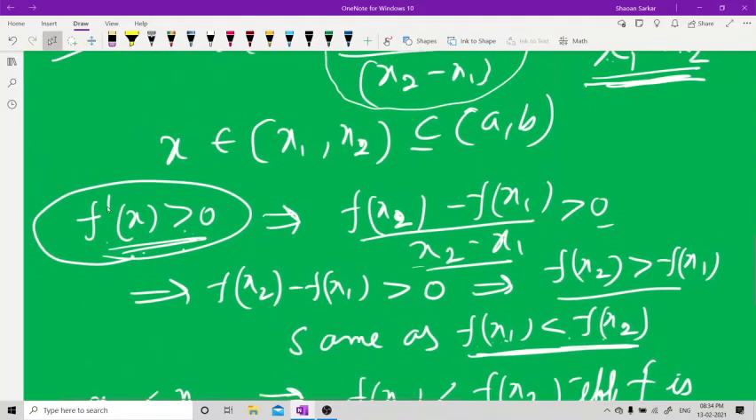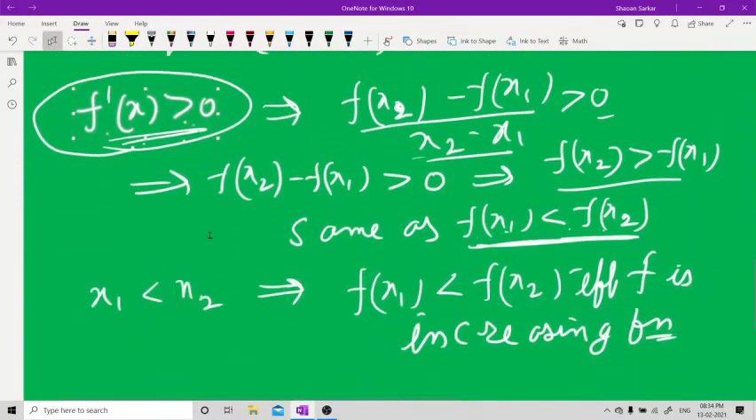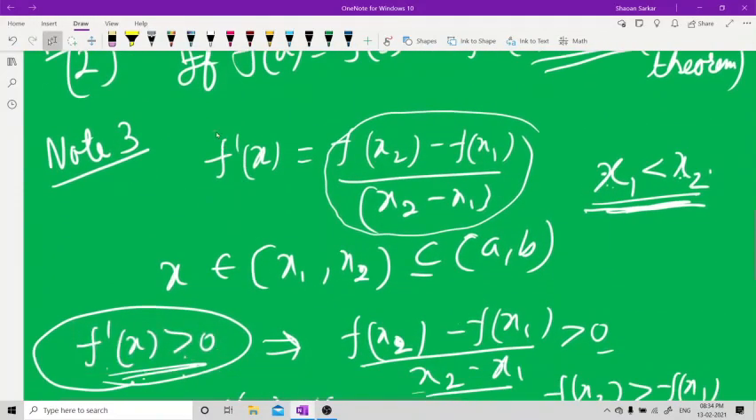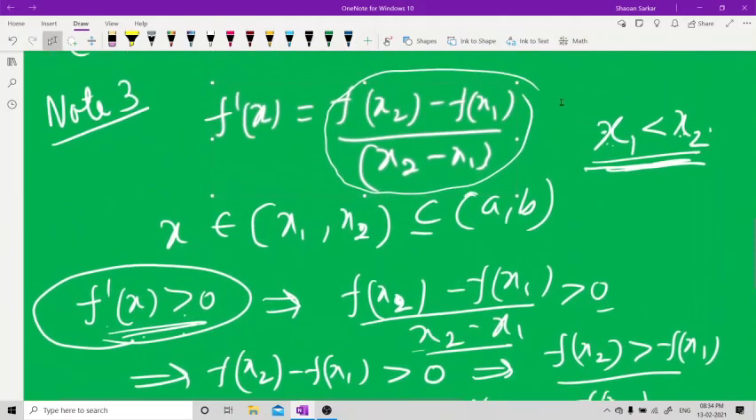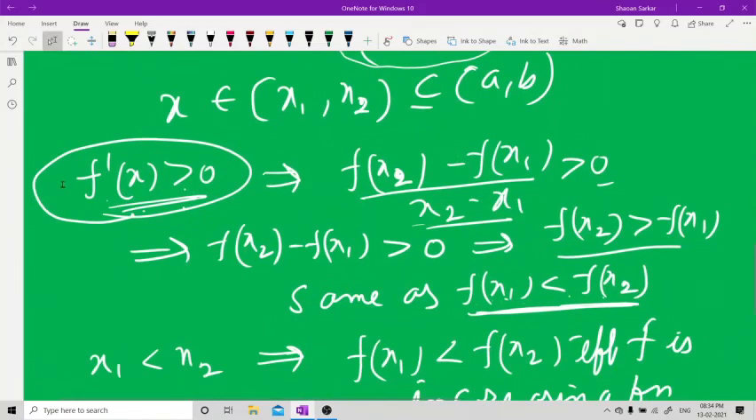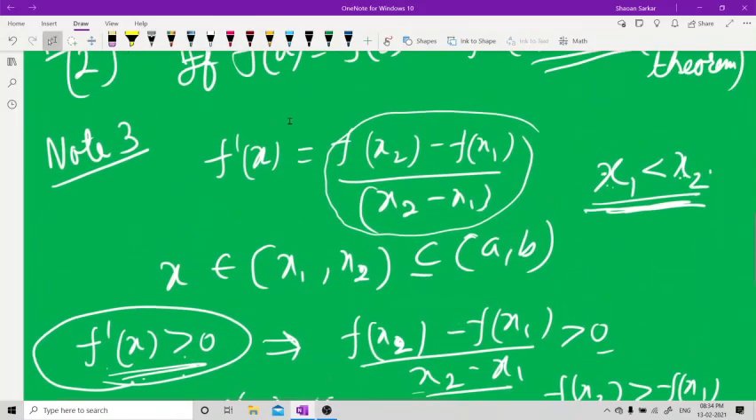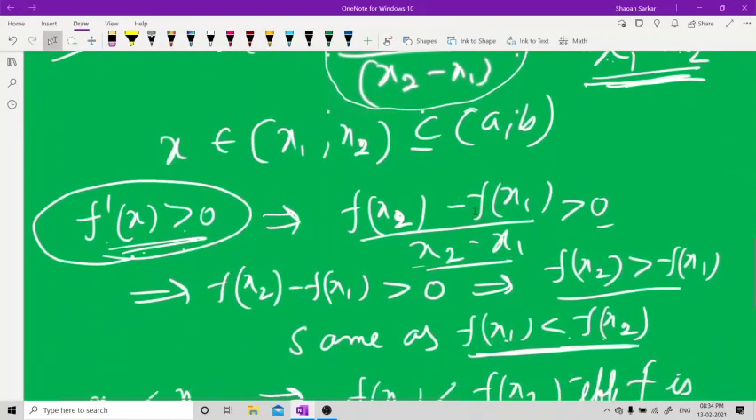For the decreasing one, this should be less than 0. Decreasing के लिए ये 0 होना चाहिए, less than 0 होना चाहिए. देखो हमने क्या किया, x लिया हमने x1 और x2 के बीच में, that is between a and b. Now I have already taken x1 is less than x2. And in the definition of increasing function, I have told you f dash x is greater than 0. So therefore, this whole quantity will be greater than 0.